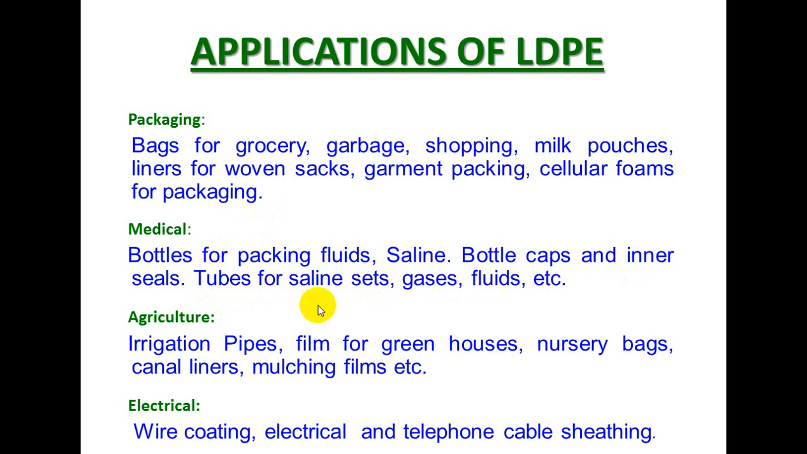In agriculture it has a great role: irrigation pipes, film for greenhouses, nursery bags, canal liners and mulching films, etc. In the electrical field: wire coating, electrical and telephone cable sheathing. So these are the important fields of use of LDPE.